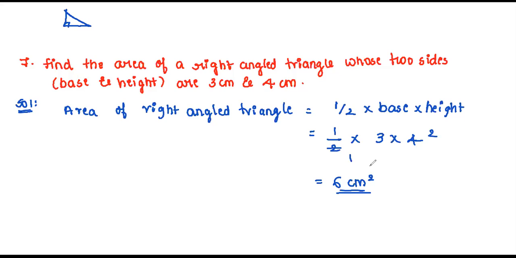So after 4, there is no value. I have just cancelled here. 2 ones are 2, 2 twos are 4.